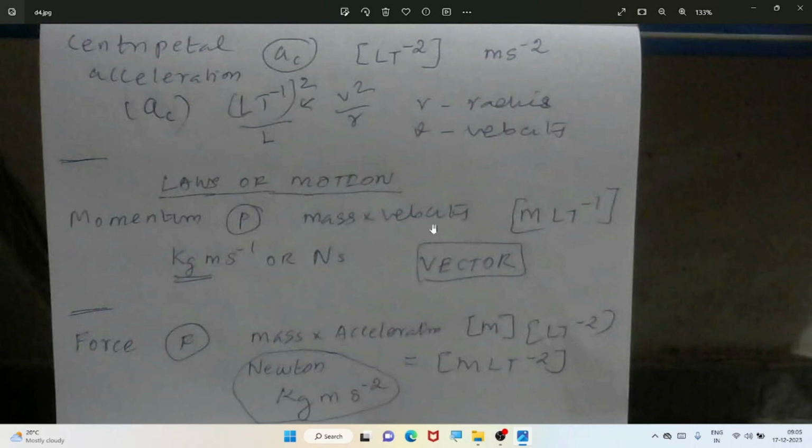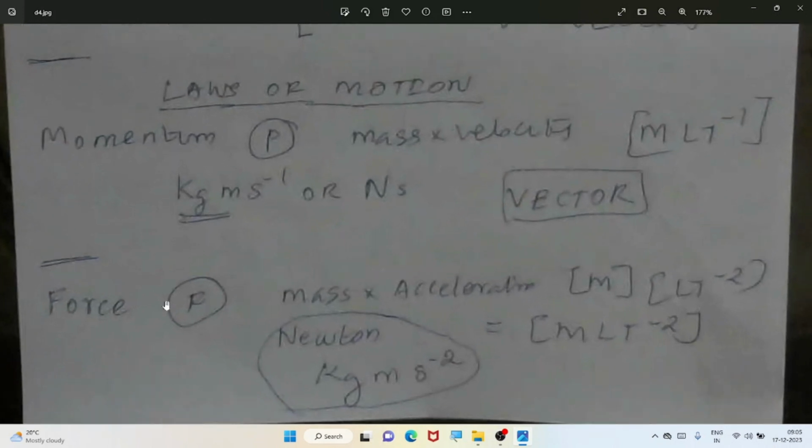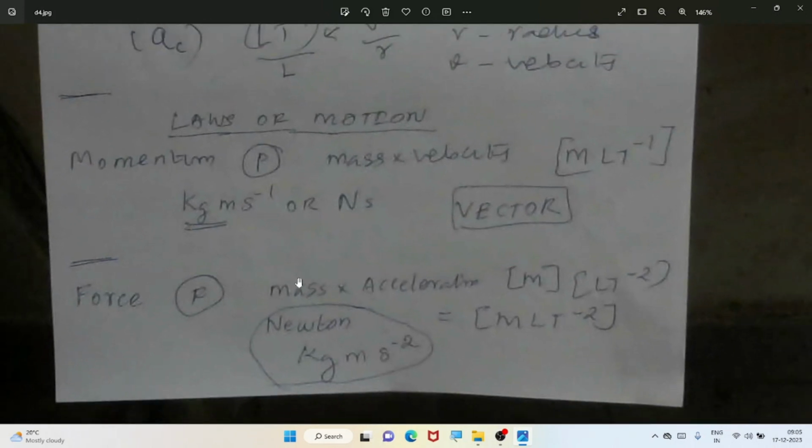Momentum, mass into velocity, mass M, velocity LT^-1. This is a vector quantity. Force, mass into acceleration, M into LT^-2. So this is Newton. 1 Newton equals 1 kilogram meter seconds power minus 2.